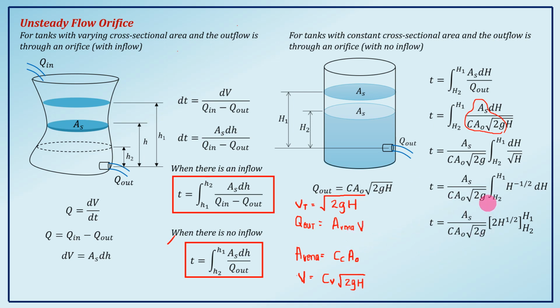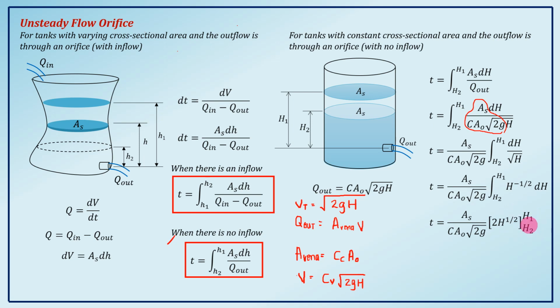So, we have this simplified equation, 2h1 raised to 1/2. Our limits are h1 and h2. To solve for the time, we have to substitute the value of h1 in this equation, then substitute the value of h2 as well. Remember, we have the upper limit minus the lower limit. You can't just substitute and add them. So, upper limit minus the lower limit.